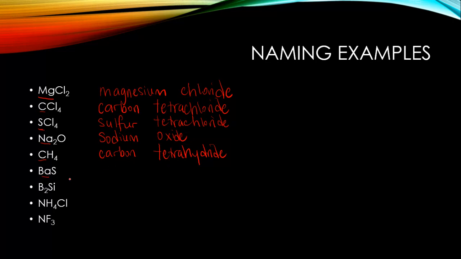The next one, Ba is a metal. Barium is to the left of the stair steps. So this is going to be ionic. I don't want any prefixes. I write barium, and then the second one is sulfur, so I simply write sulfide.